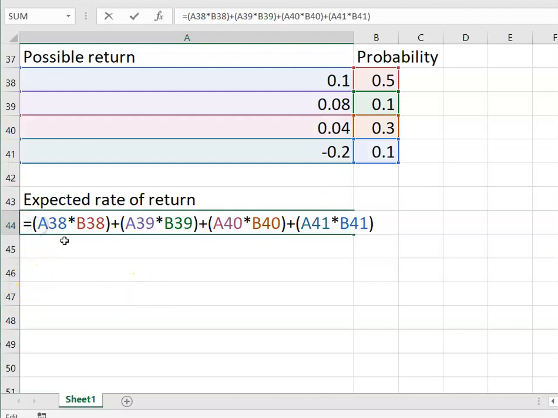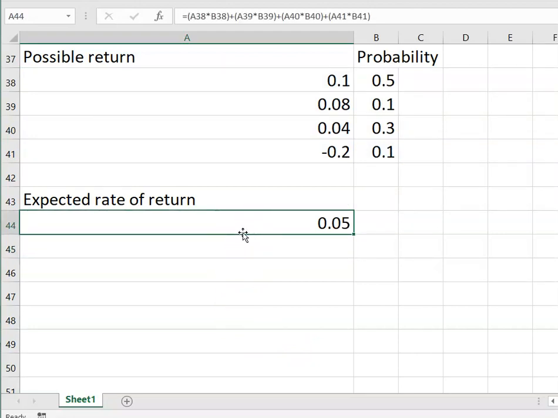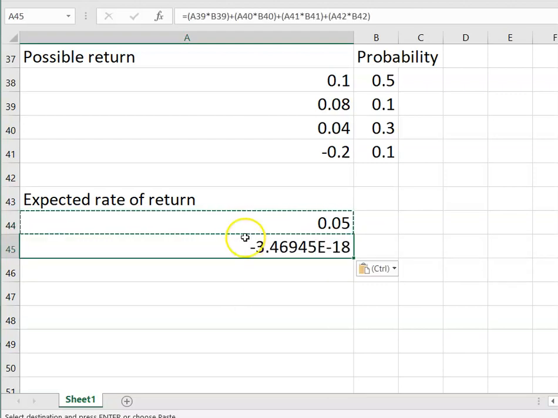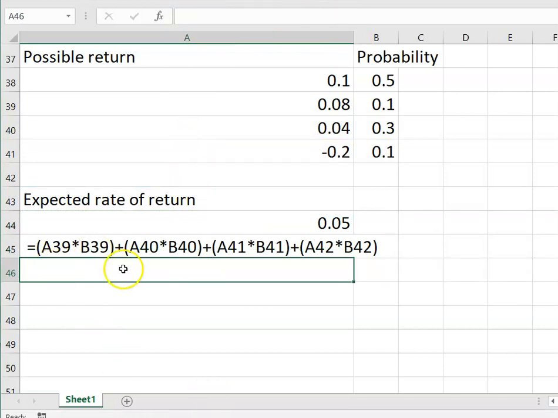So I just went through and I continued to do that all the way through. So I took the possible return times the probability of 1, added it to the next, added to the third, added to the fourth. And that's what we get. So I do that. My expected rate of return is going to be 5%. I'll just copy that so you can see it again. It moves all the things, so it doesn't quite look right, but you get the pattern here. I'm going to work one more.